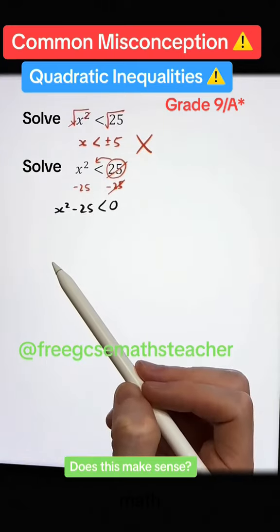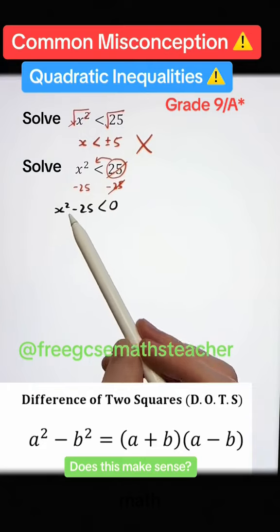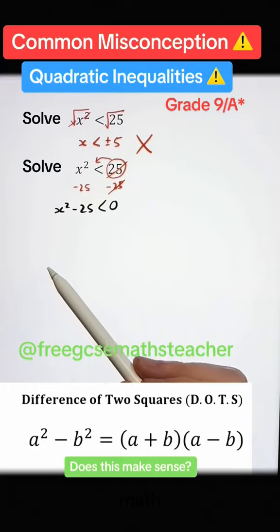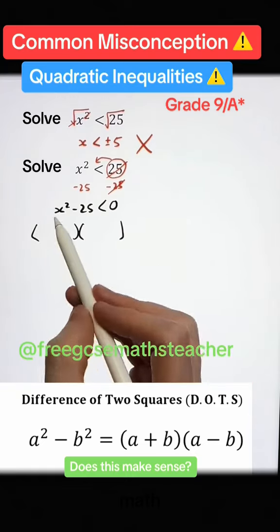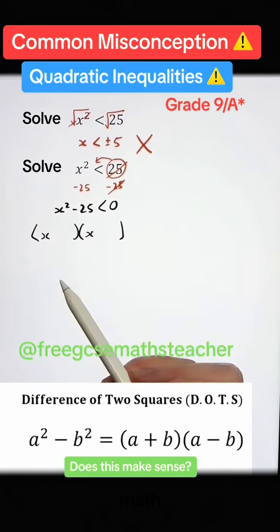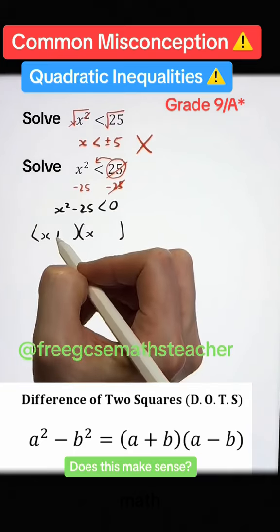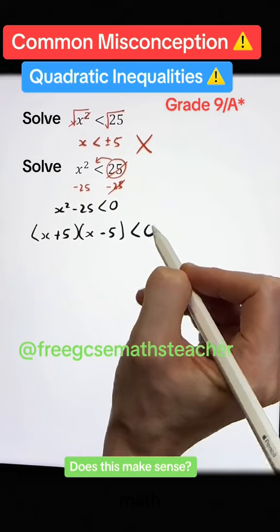I should now notice on the left-hand side, I have the difference of two squares, as I have a squared term subtract another squared term. Hence, applying the difference of two squares: what multiplied by itself gives us x squared? Well, I know x and x. What multiplied by itself gives us 25, or the square root of 25? Therefore, it's going to be plus 5 and minus 5. I know in this case, it's still less than 0.